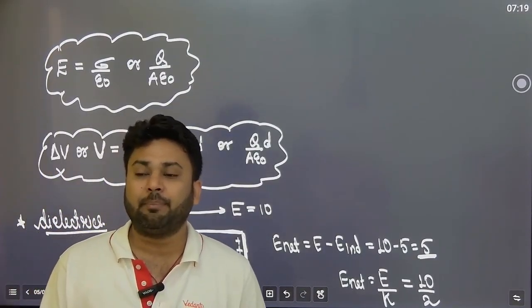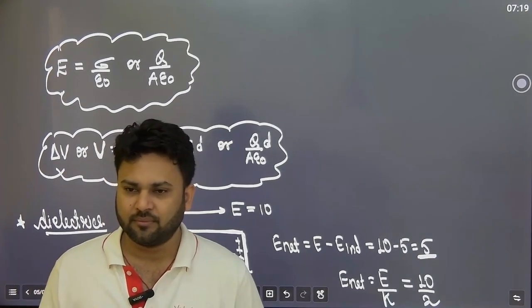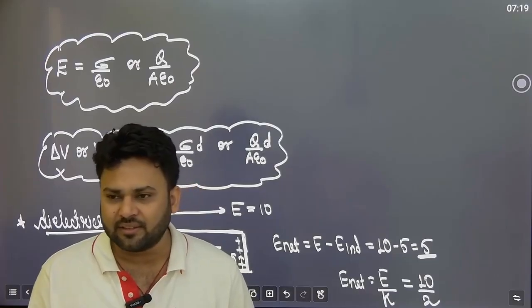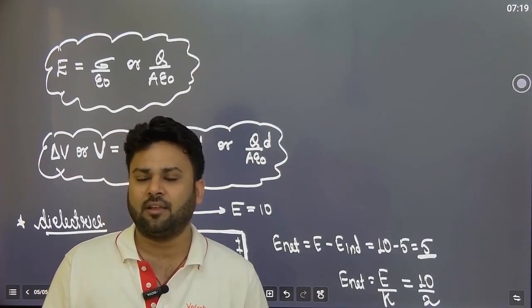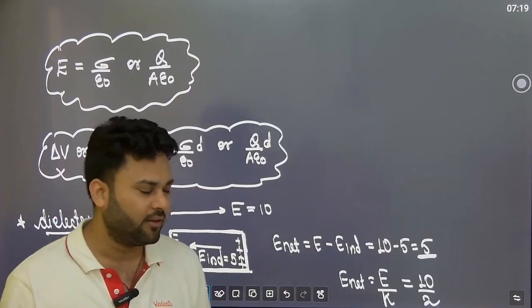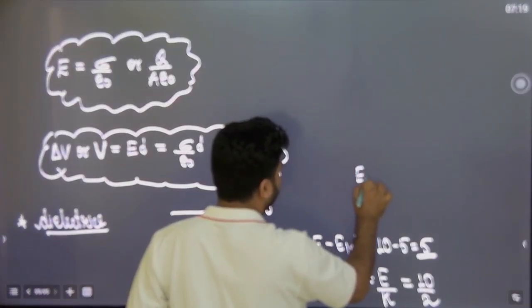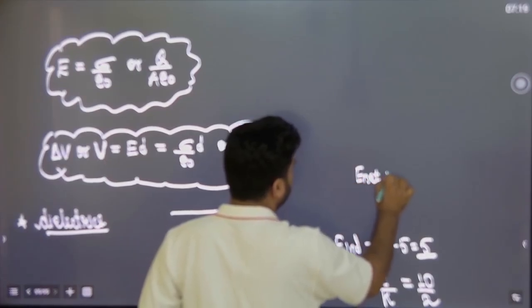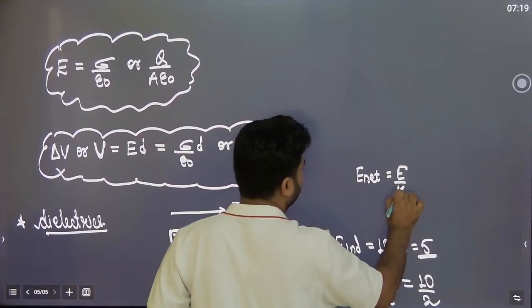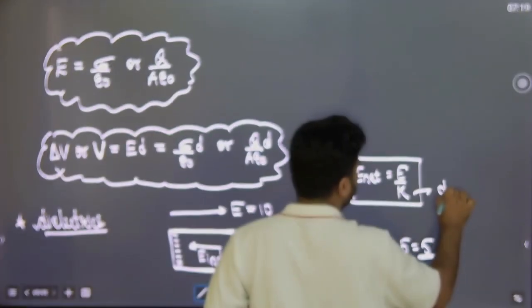What does it tell us? By what factor the electric field will be reduced. If someone asks what the dielectric constant of any medium is, it tells by what factor the external electric field will be reduced. So always remember, E net, what we get finally, equals the external electric field divided by K, that is the dielectric constant of the medium.